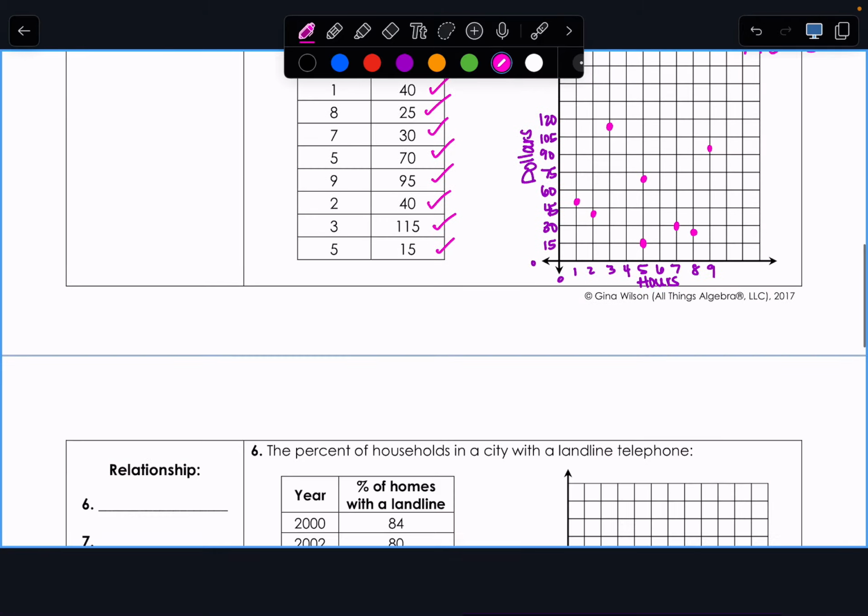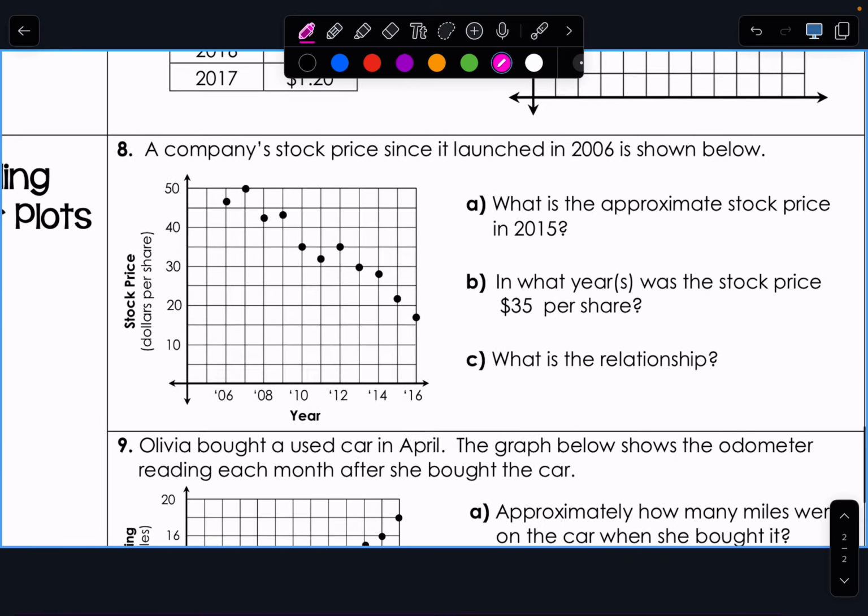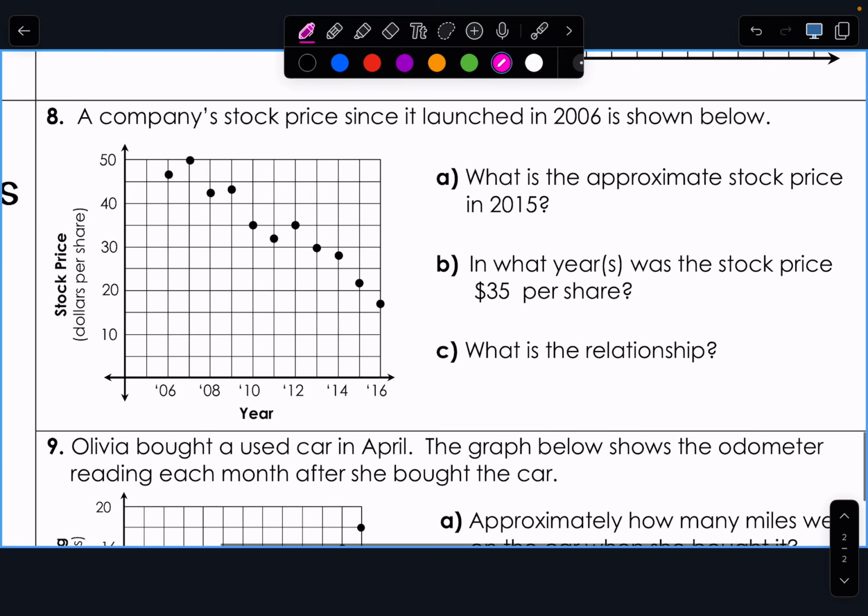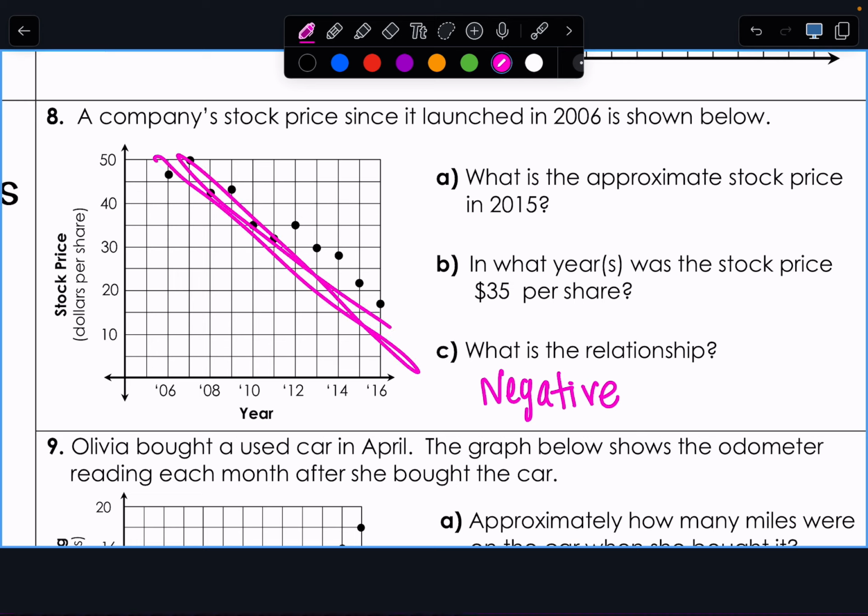All right. I want you to turn your eyes over to number 8. So number 8, the graph is already there. But what we need to be able to do is read the graph. Okay? So I'm going to go to C first, and we'll go back to A. What is the relationship? Why does Landon say negative? Why, Sammy? Okay, we're falling, right? If we go from left to right, we're falling. It's not a perfect line, but we have a linear trend.